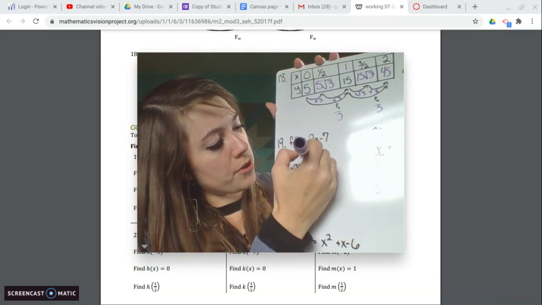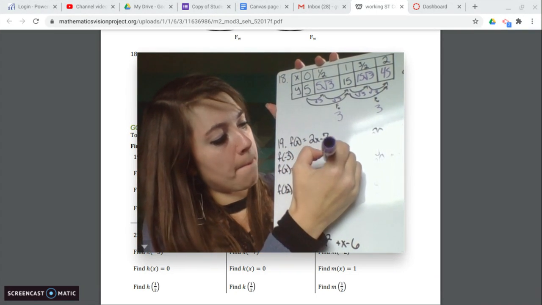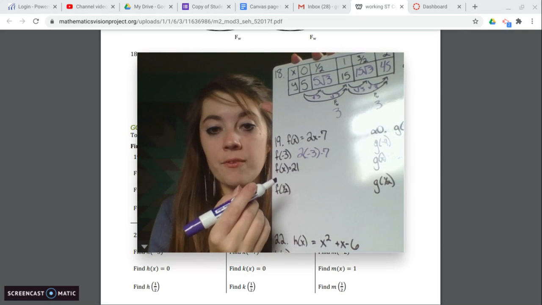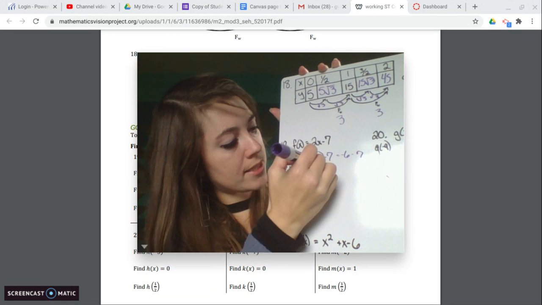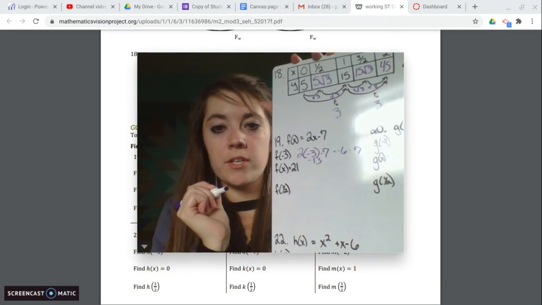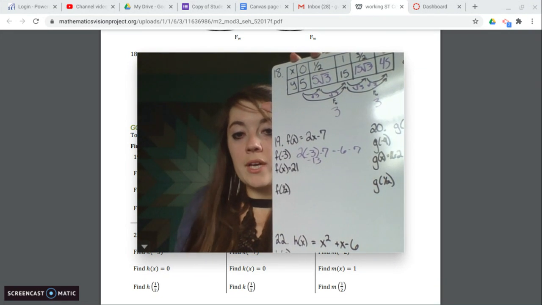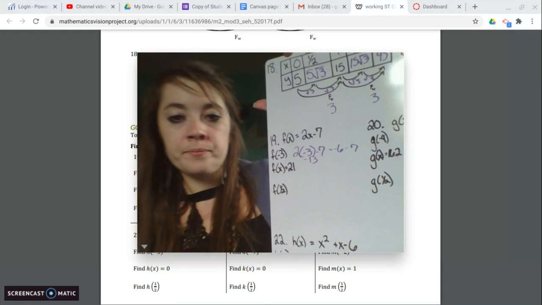So we have 2 times negative 3 minus 7. 2 times negative 3 is negative 6. And negative 6 minus 7 is negative 13. So f of negative 3 is negative 13.